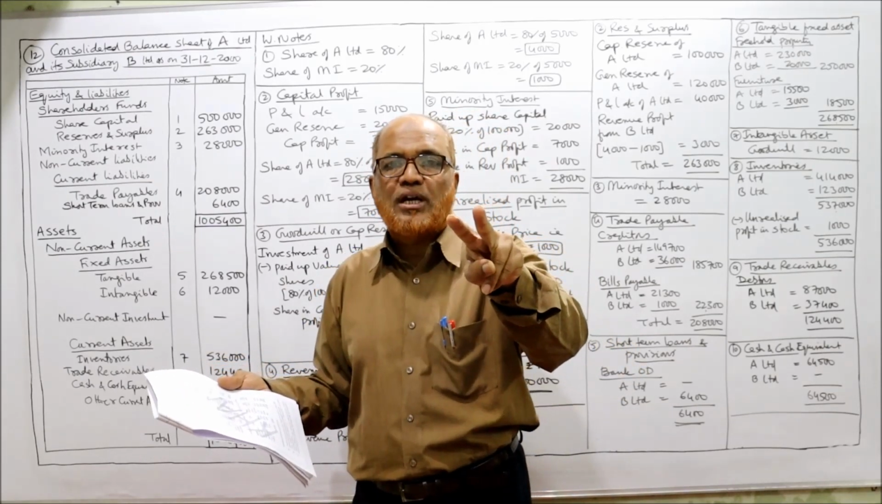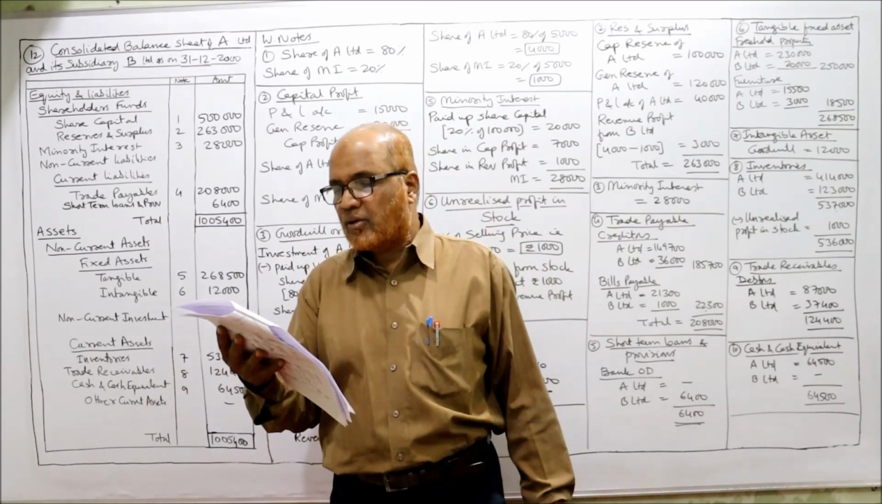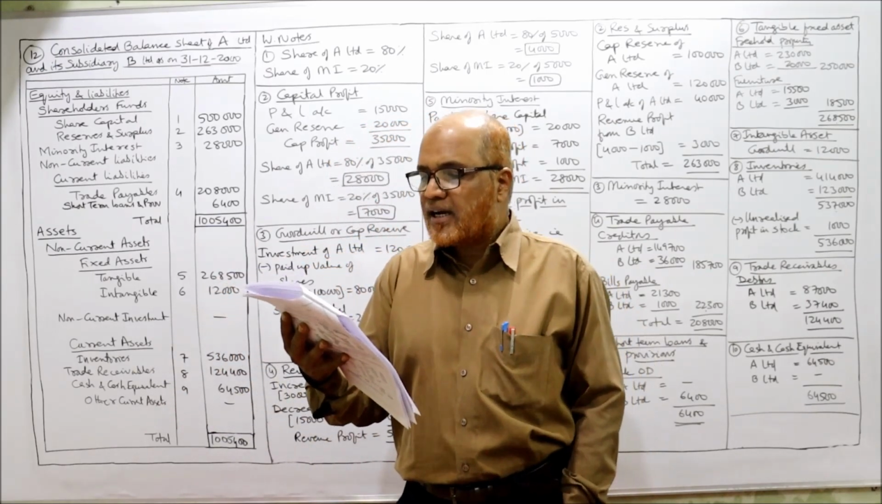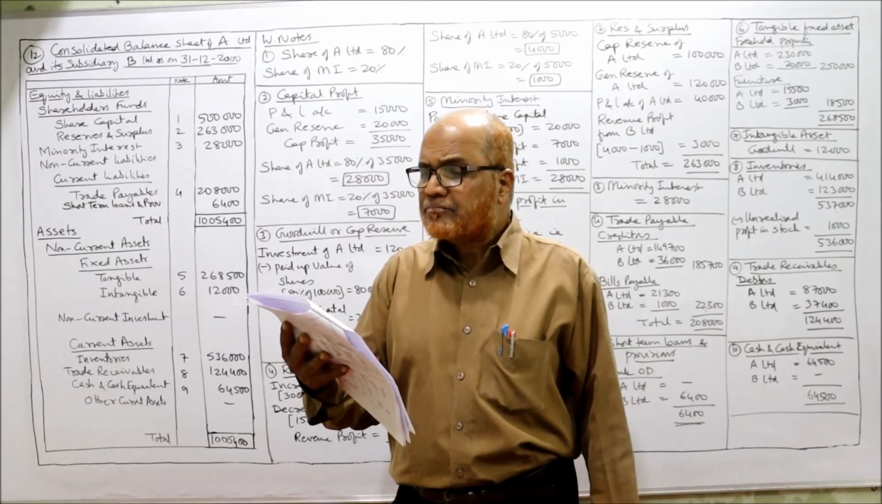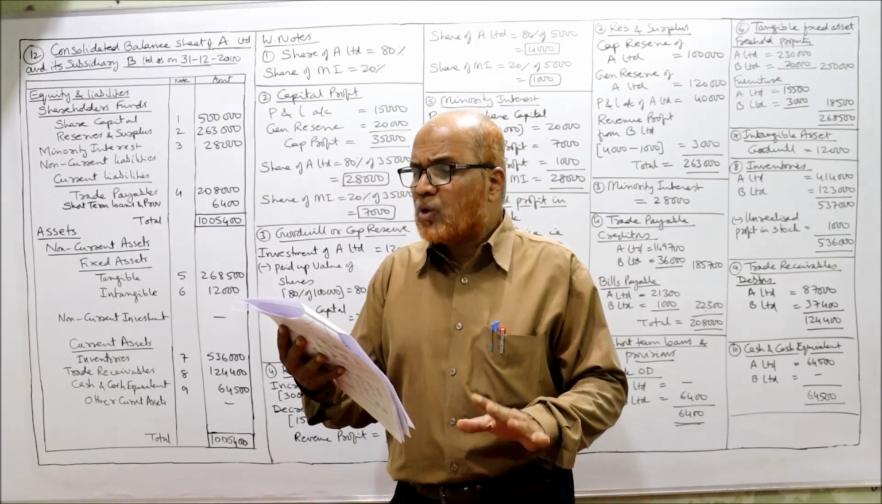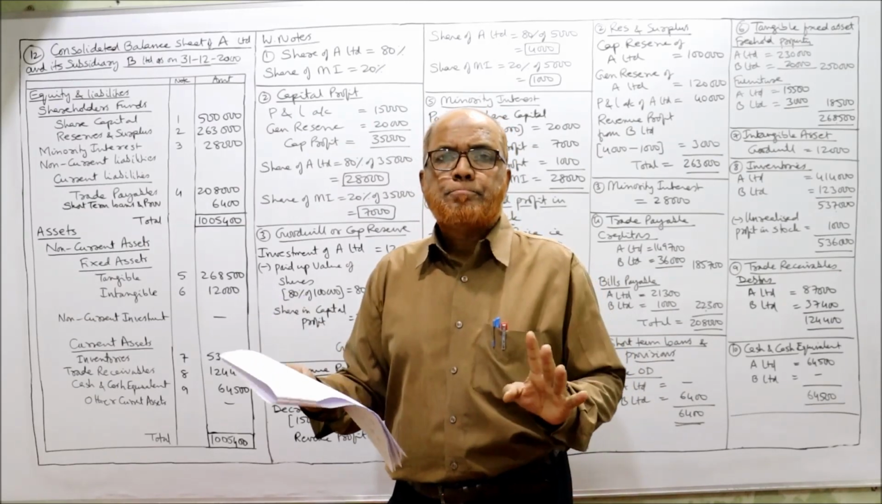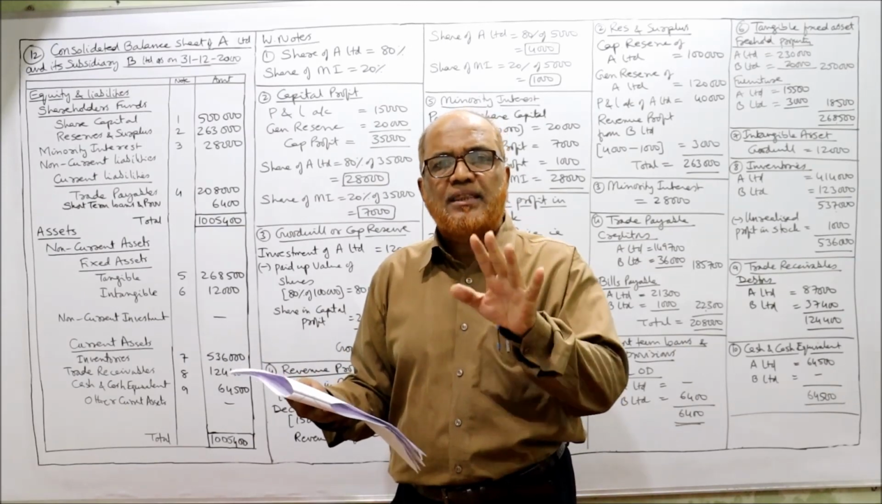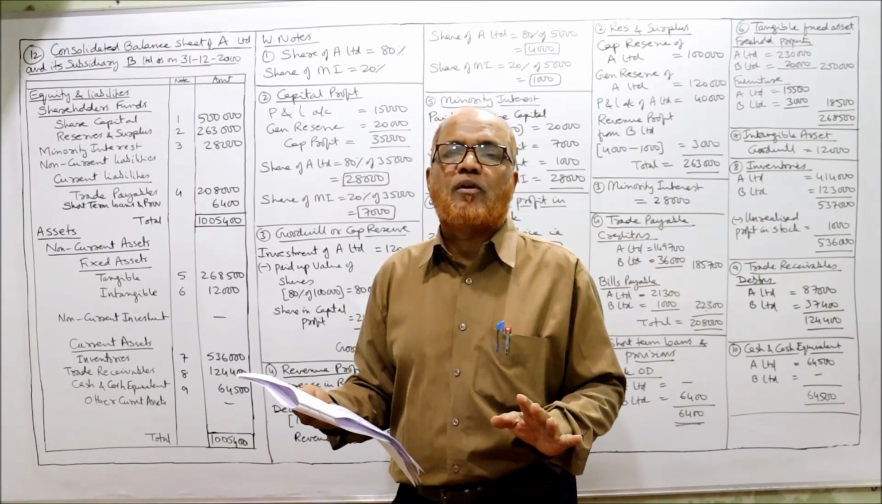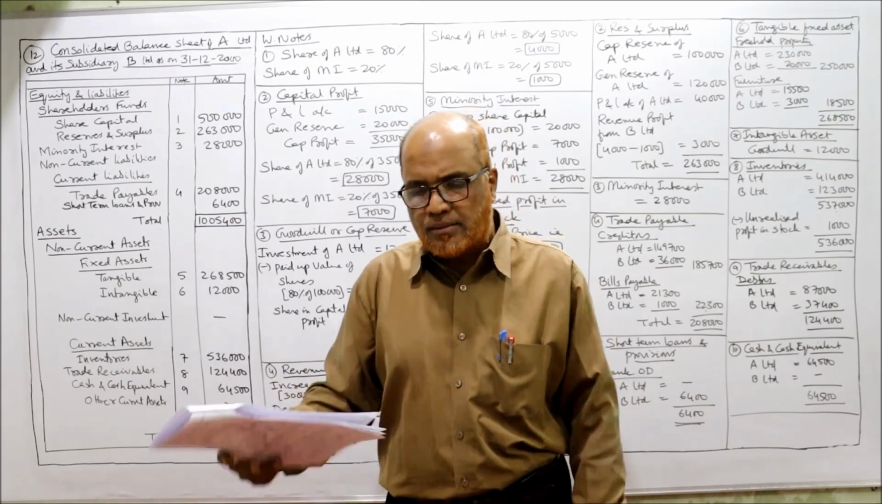Remaining 2,000 shares are held by outsiders, minority interest. Then stock, debtors, cash. That's it. So in the whole problem, only one adjustment: stock, unrealized profit in stock. Remaining all items are same.